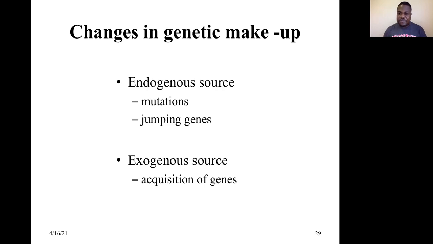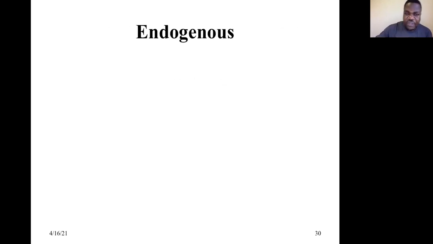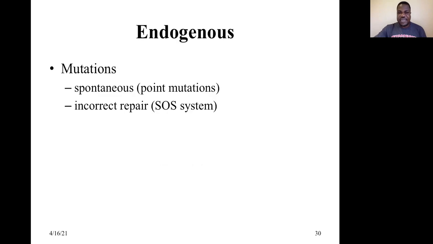Or it can happen from exogenous sources. Exogenous sources means the bacteria can acquire genes from the environment, from other microorganisms. They can acquire those genes, integrate them into their own genome, and become different. And those bacteria will behave differently, okay? So let's first look at endogenous sources, mutations.